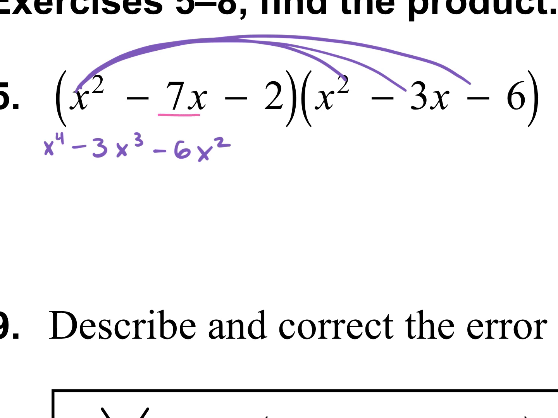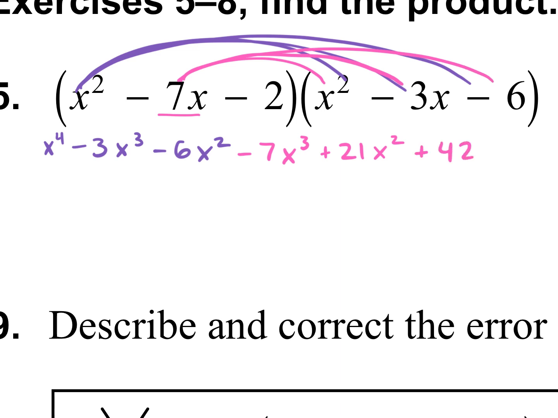What's negative 7x times x squared? Negative 7x to the 3rd power. What's negative 7x times negative 3x? 21x squared. And negative 7x times negative 6? So plus 42x.